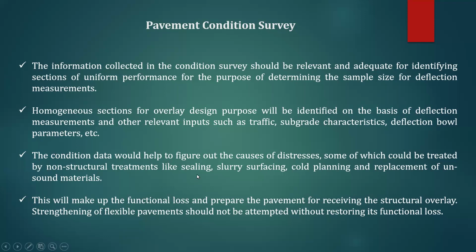The condition data will help you to figure out the causes of the distresses, some of which could be treated by non-structural treatment like sealing, slurry surfacing, cold planing, and replacement of unsound materials. This will remedy the functional loss and prepare the pavement for receiving the structural overlay. Strengthening of flexible pavement should not be adopted without restoring its functional loss.